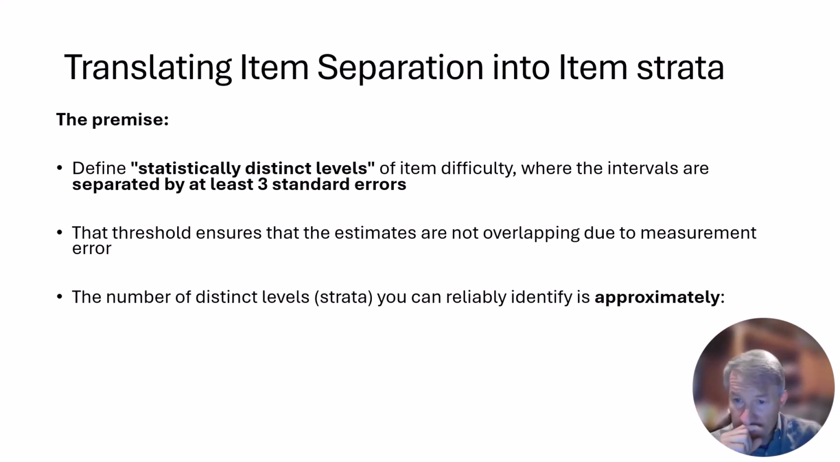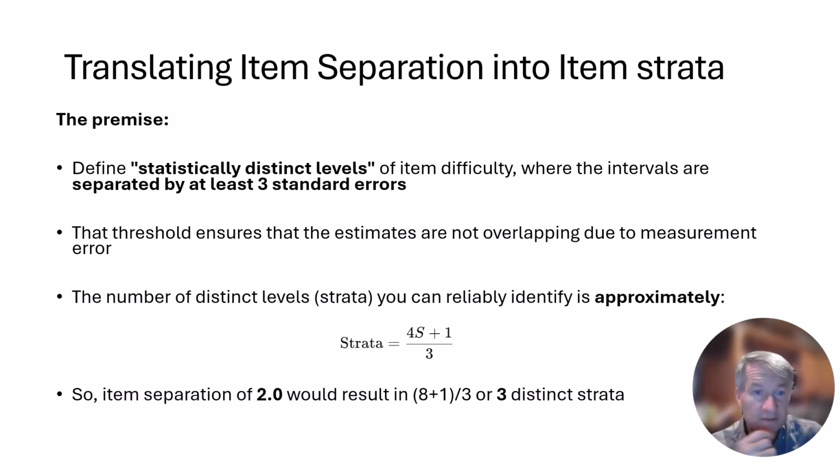There's a formula that we can use to convert item separation values into item strata, and that formula is defined as the number of statistically distinct levels, or strata, is equal to 4 times the separation value plus 1, divided by 3. So, for example, if we estimated an item separation of 2.0, that would result, after doing the arithmetic, in 3 statistically distinct strata or levels.